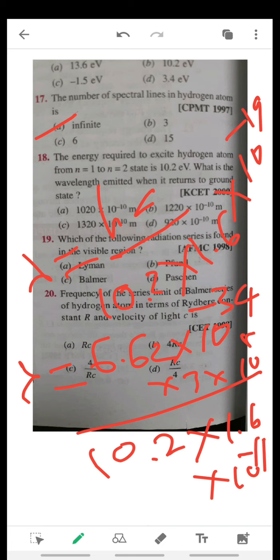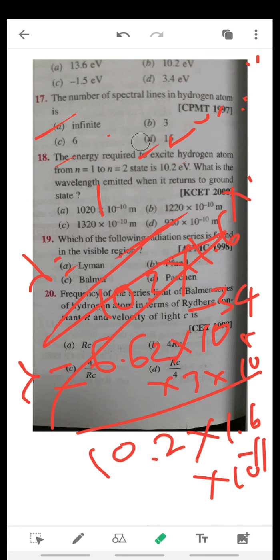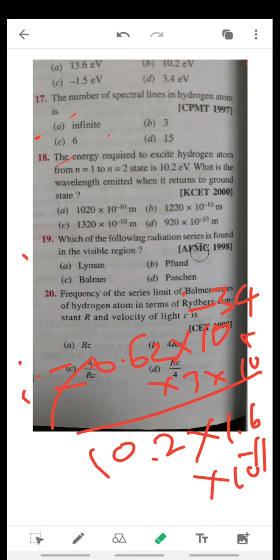So, students, directly solving this you will get lambda, and that value is lambda equal to 1220 into 10 raised to minus 10 meter. Okay, 1220. We will search for that in the given options. It is option B, 1220 into 10 raised to minus 10 meter.